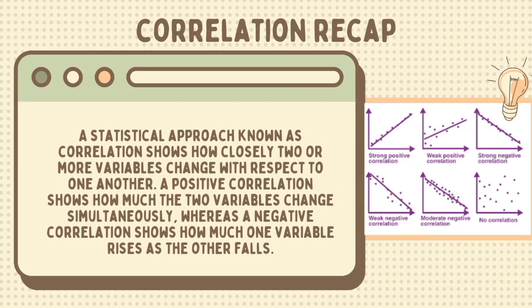Thank you for that wonderful information, Kitara. Now, let us have a recap about correlation analysis, because I believe that correlation and regression analysis are like siblings in math. Correlation is a statistical approach that shows how closely two or more variables change with respect to one another. A positive correlation shows how much two variables change simultaneously, whereas a negative correlation shows how much one variable rises as the other one falls.